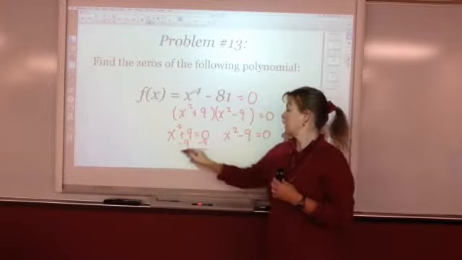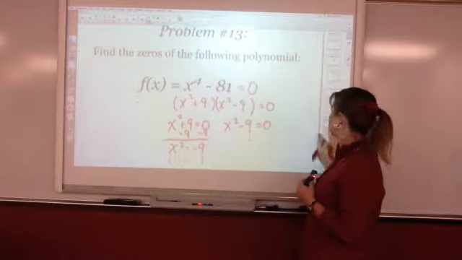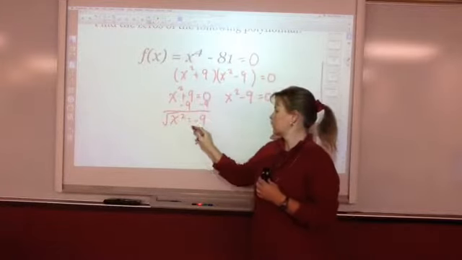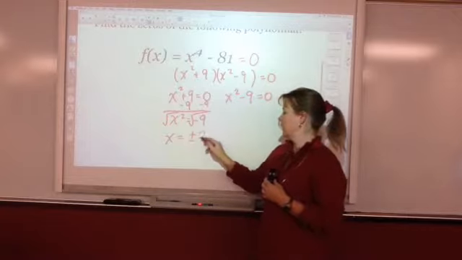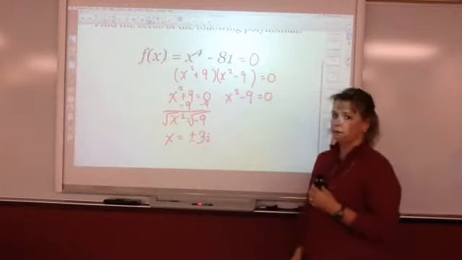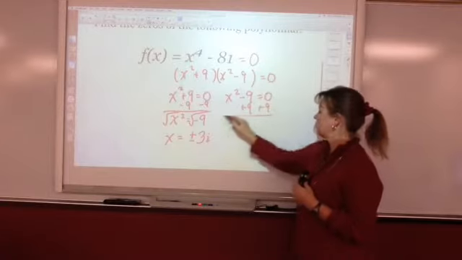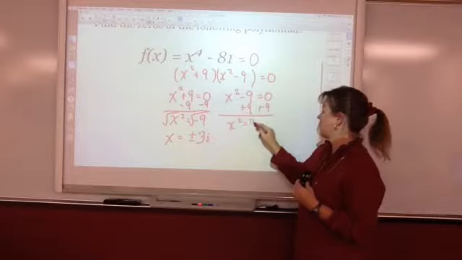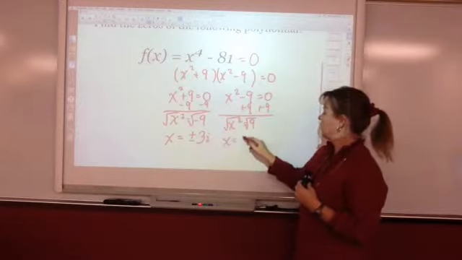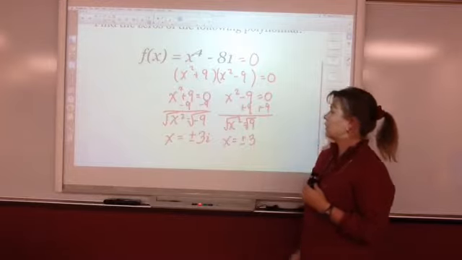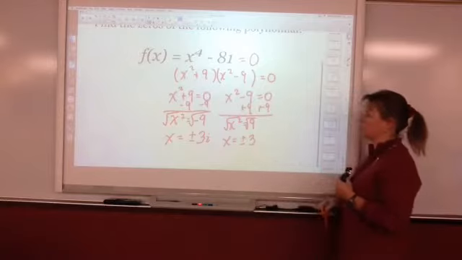Minus 9 from both sides, you get x squared equals negative 9. Square root, that's imaginary. You have both a positive and a negative 3i. Add 9 here. X squared equals 9. Square root both sides. X equals a positive and a negative 3. You'll have 2 imaginary numbers, 2 real numbers.